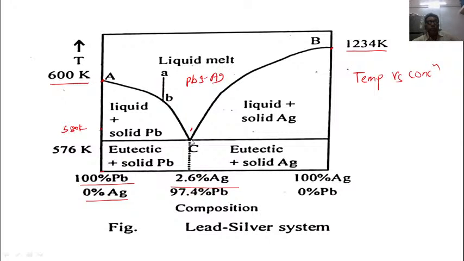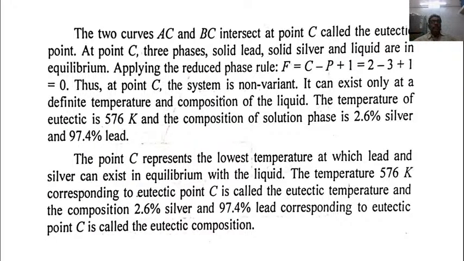So at this eutectic point, F is equal to 0, and three phases are existing there. Thus at point C, the system is non-variant. This is known to us. It can exist only at a definite temperature and composition of the liquid. The temperature of the eutectic is 576 Kelvin and the composition is known to us, 2.6% silver and 97.4% lead. Okay, this is very interesting now. At this temperature, the three phases are existing: the liquid melt as well as solid silver and solid lead.